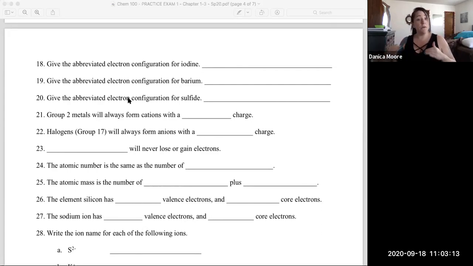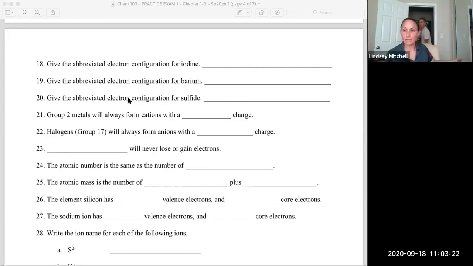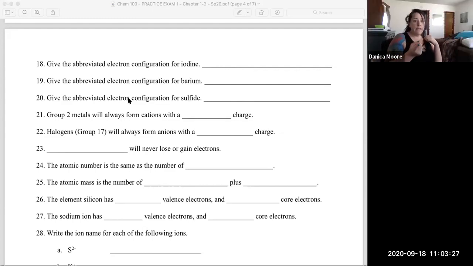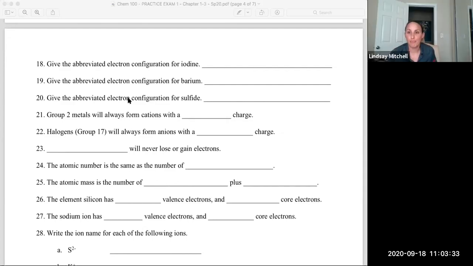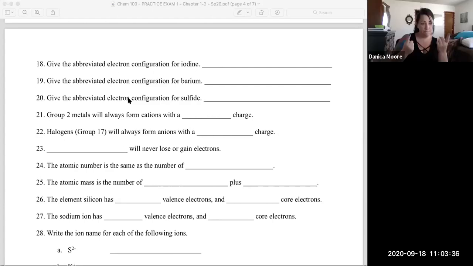You should also be comfortable with identifying that different elements and ions can have the same electron configuration, AKA they can be isoelectronic. You guys need an example of that? For example, neon and fluoride will have the same electron configuration, fluoride being the ionic form of fluorine. Sodium as an ion would also have neon's electron configuration. Does that make sense?